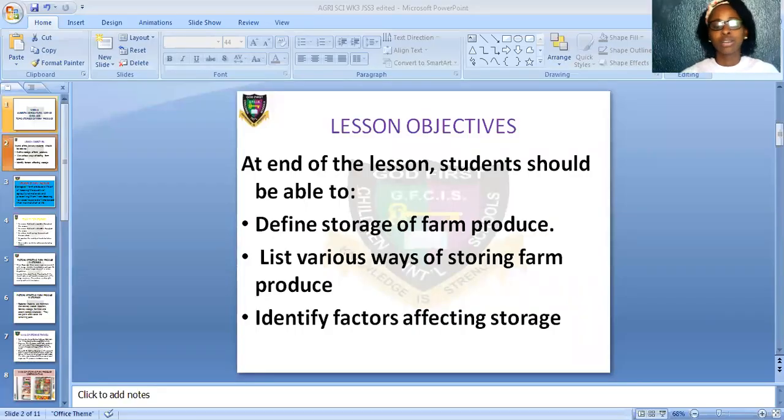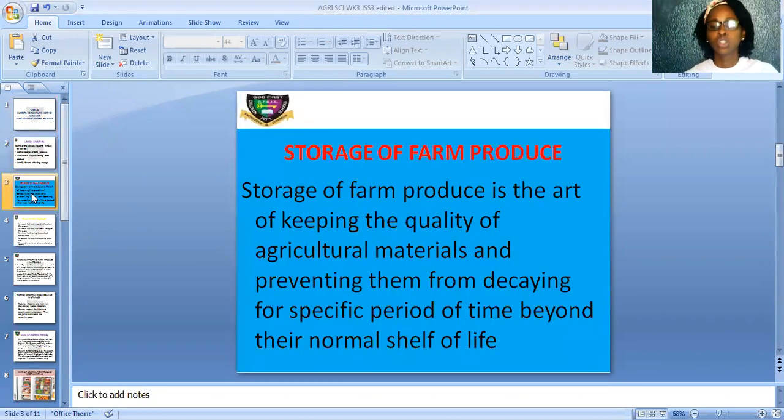But before we start, let's look at our lesson objective for today, because these are the things you must know at the end of the lesson. So, at the end of the lesson, the students should be able to define storage of farm produce, list various ways of storing farm produce, and identify factors affecting storage.